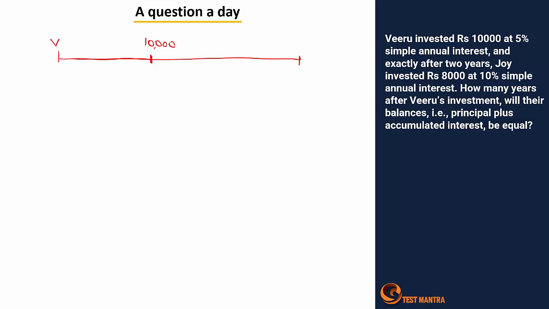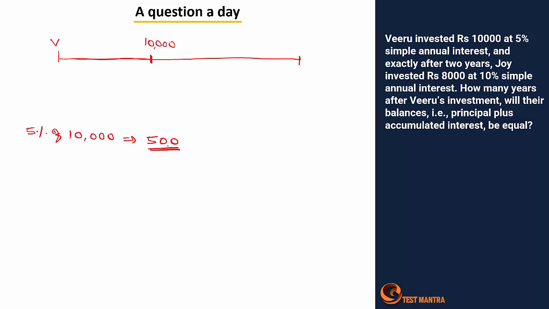and the simple interest is 5%. So now 5% of 10,000 we can easily identify will be how much? Let's consider 10% will be nothing but 1,000. So 10% is 1,000, and 5% will be nothing but 500 in this case, right?